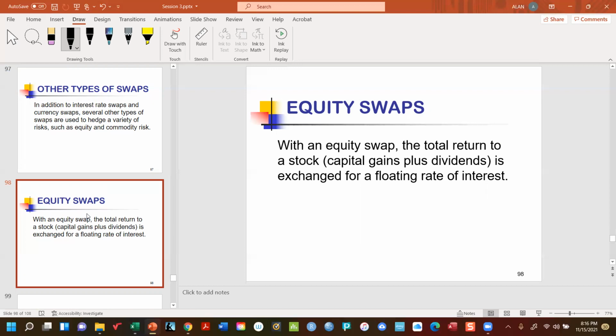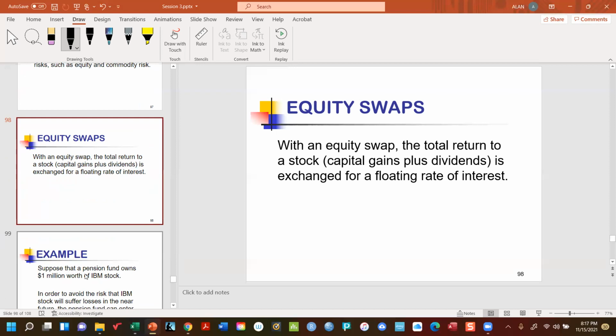Ultimately, what happens here depends on what we're trying to hedge. Right? If we're worried about the return to our stock portfolio because interest rates are going up, well, we can trade the returns for some floating rate of interest. So if rates go up, we're okay with that because we're getting a higher rate of return. We get the floating rate, which is going up instead of the equity return.